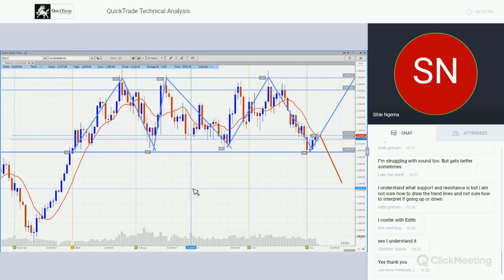Guys, is this difficult to understand? Would you like me to try and simplify it? I think it's simplified already. Do you understand what I'm trying to explain here with regards to your support and resistance?